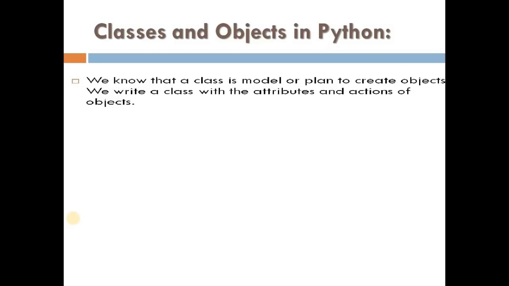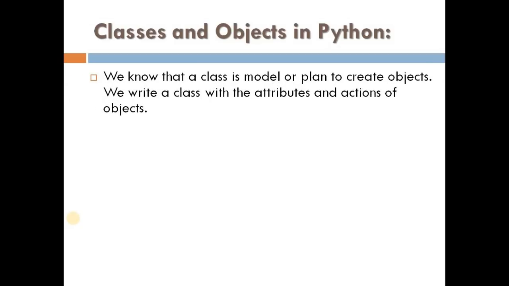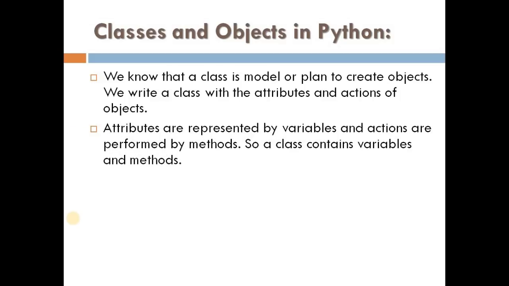So the first point we will discuss here. We know that a class is a model or plan to create an object. We write a class with the attributes and actions of an object. Basically, in a class there are variables and methods, called instance variables and methods. Attributes are represented by variables and actions are performed by methods. So a class contains variables as well as methods.